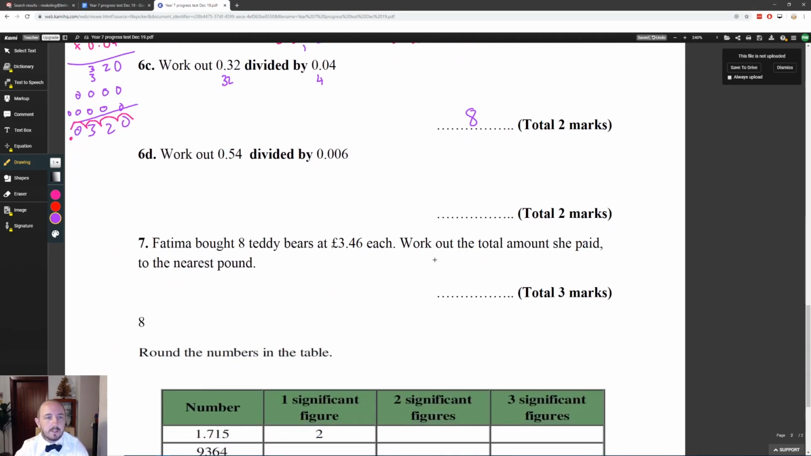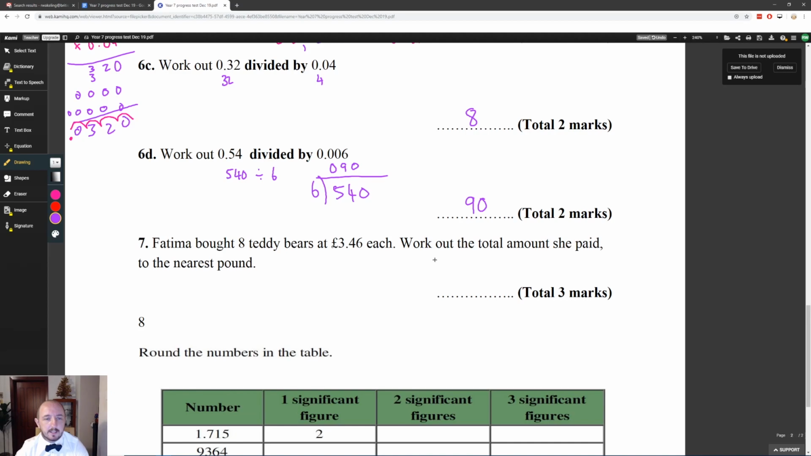54 divided by 0.006. If we times by 1,000, we'll have 54,000 divided by 6. So we can do 6's into 540, and we have 6's into 5 go 0, 6's into 54 go 9, 6 into 0. So that would be 90.